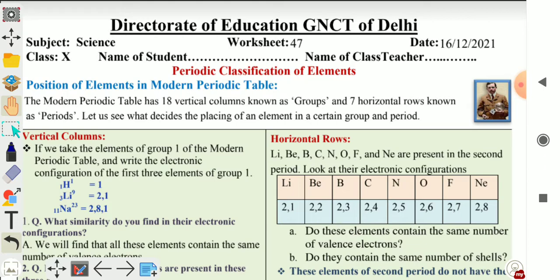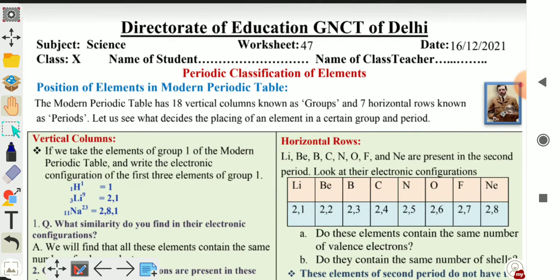In this worksheet we will discuss the modern periodic table, or long form of the periodic table. The modern periodic table has 18 vertical columns. These vertical columns are known as groups, while the 7 horizontal rows are known as periods. So the modern periodic table has 18 groups and 7 periods. Let us see what decides the placing of an element in a certain group and period.